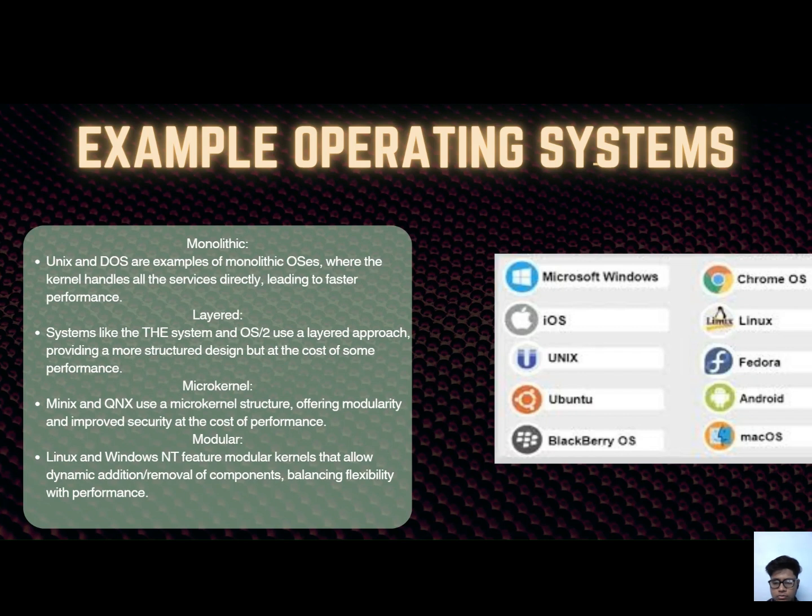Moving now to layered. Systems like OS/2 and THE system use a layered structure, simplifying the development and debugging processes at the cost of performance. Now, let's see microkernel structures. Minix and QNX are microkernel structures offering modularity and improved security at the cost of performance.